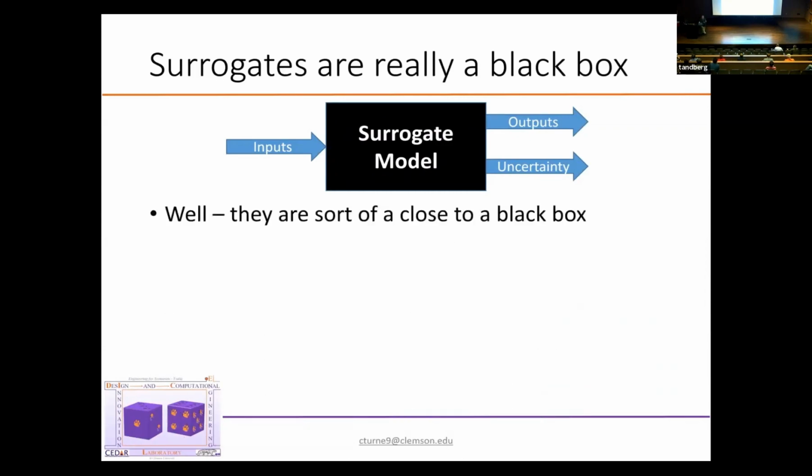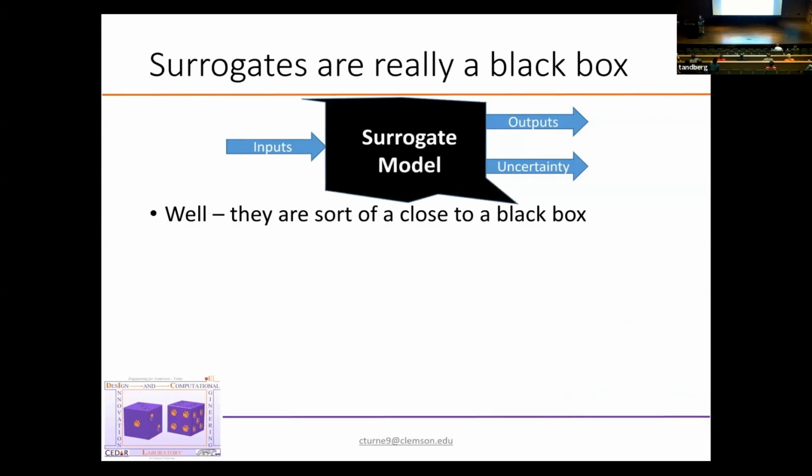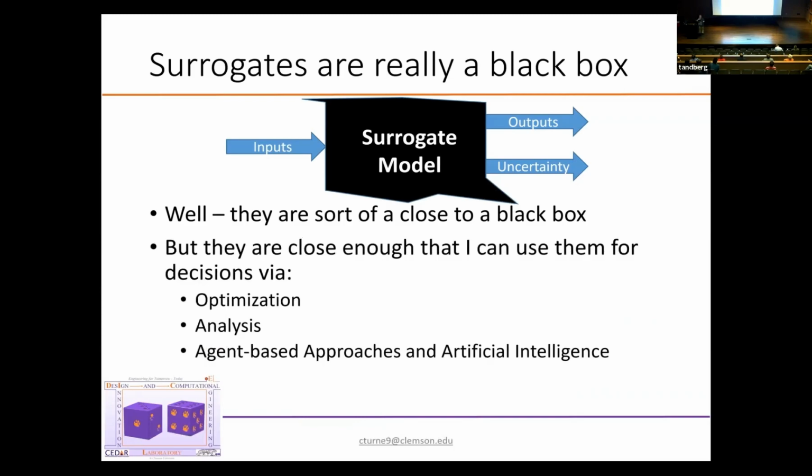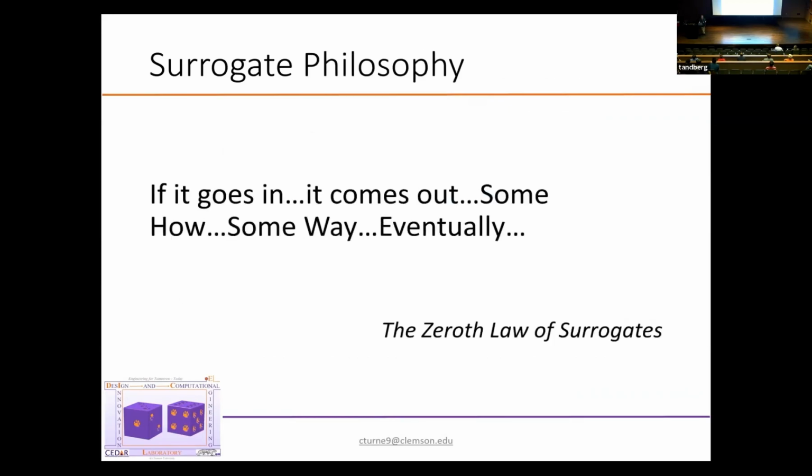So it's sort of close to a black box that we're used to seeing in controls and other domains. However, the surrogate model is really used so that I can take a little bit of data that I know and formulate that data into some sort of conceptual model that I can use to make decisions, whether I'm doing it with optimization, with analysis, or with some sort of intelligent agent. It's how it forms that perception of the world it's looking at.